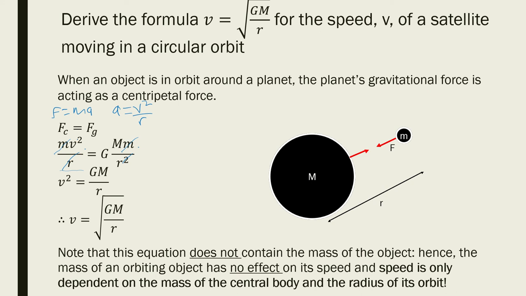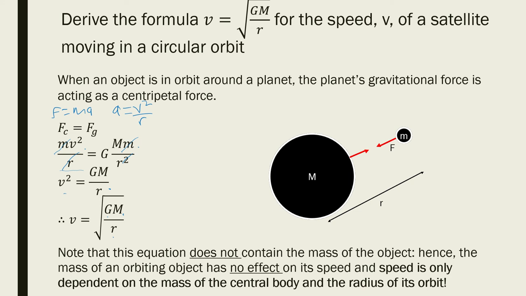And we're left with the speed squared is equal to the universal constant times the mass of the central body divided by the radius between them. And then we can square root both sides of the equation to derive speed is equal to the square root of the universal constant times the mass of the central body divided by the radius. Sorry, not squared, just the radius.